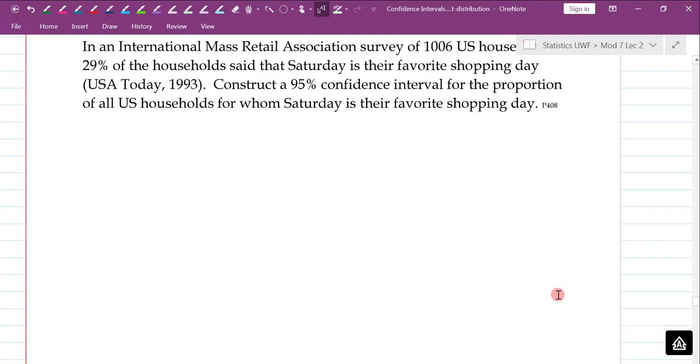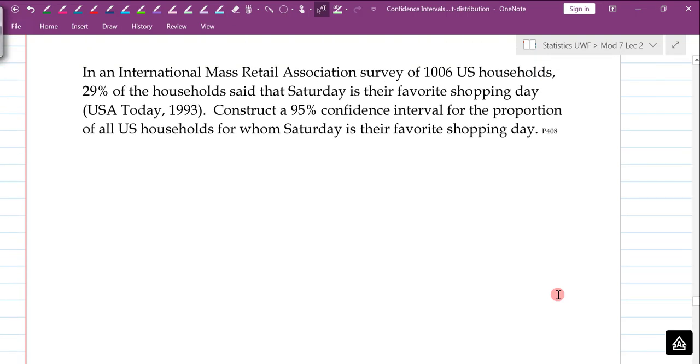Alrighty, next problem. An International Mass Retail Association surveys 1,006 U.S. households. 29% of the households said that Saturday is their favorite shopping day. That was in USA Today, 1993. Construct a 95% confidence interval for the proportion of all U.S. households for whom Saturday is their favorite shopping day.